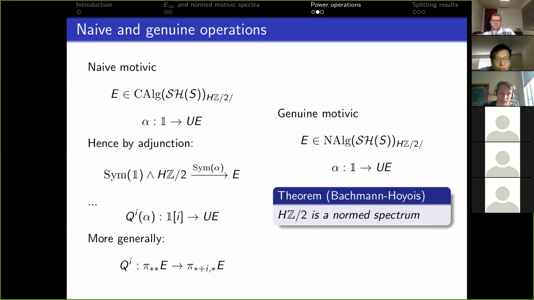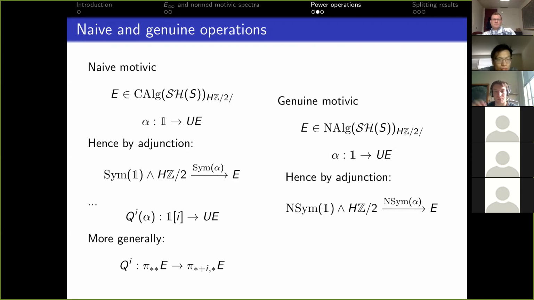Lots of spectra are known to be normed: the sphere spectrum, algebraic cobordism, special linear cobordism, algebraic K theory. Many reasonable things are not, but it's not so easy to prove. So we're allowed to write down this first line, which we started with, and then by adjunction, the same formal nonsense argument as before, we can extend this over the free norm spectrum.